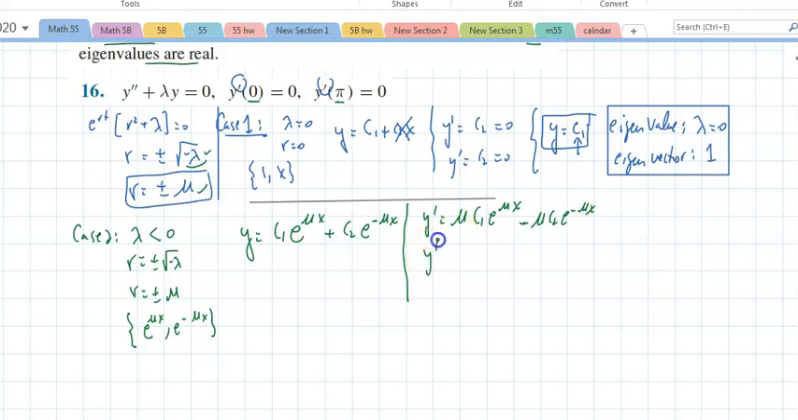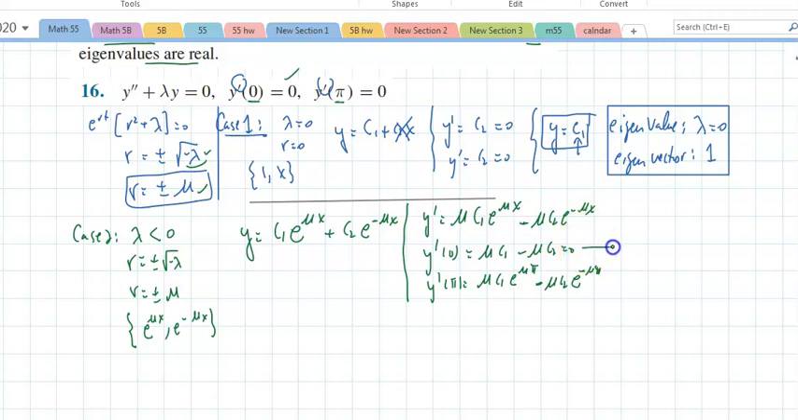And if I take y prime of 0, the first case, I will get mu c sub 1 minus mu c sub 2 equals, oops, I said it but I didn't write it, and y prime of pi is going to be mu c sub 1 e to the mu pi minus mu c sub 2 e to the negative mu pi. And in this case, if I really want to solve one in terms of the other, you could do that.